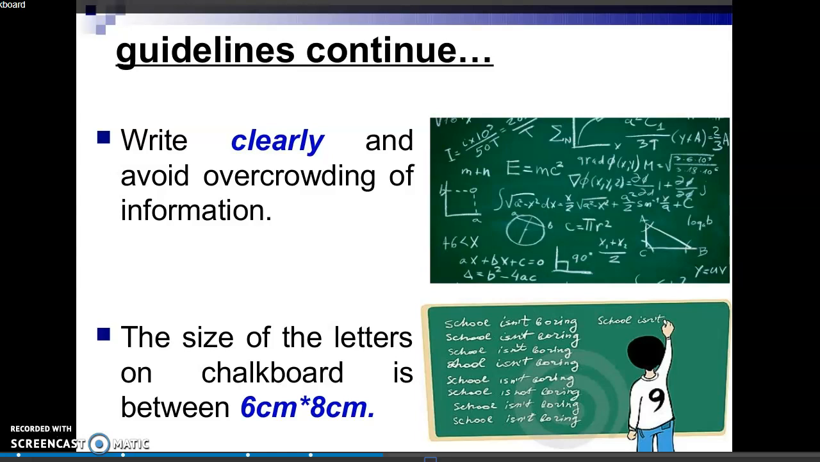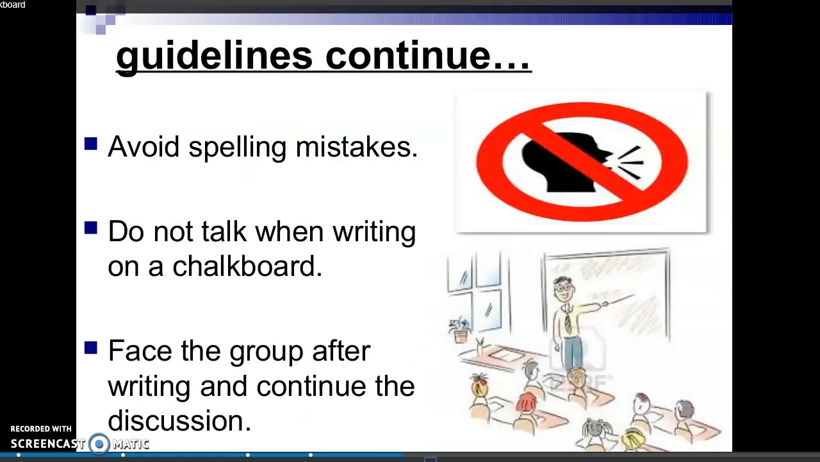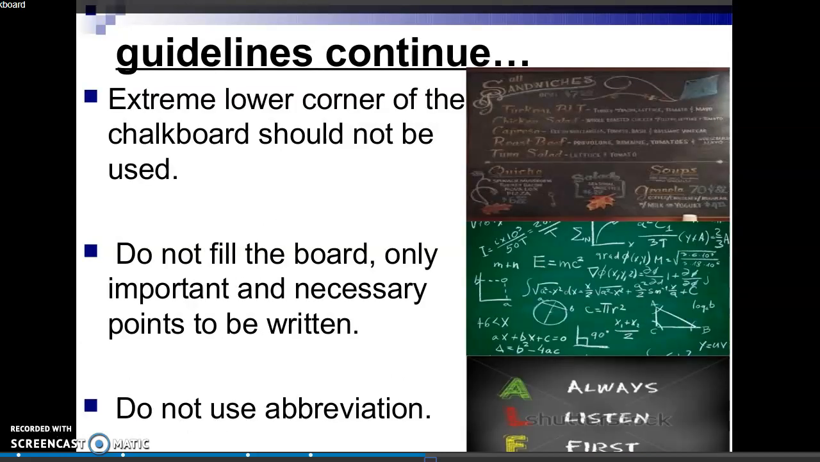The size of the letters on chalkboard is between 6 or 8 centimeters. While you are writing on the blackboard, try to avoid making spelling mistakes. Do not talk when writing on a chalkboard, and face the group after writing and continue the discussion.